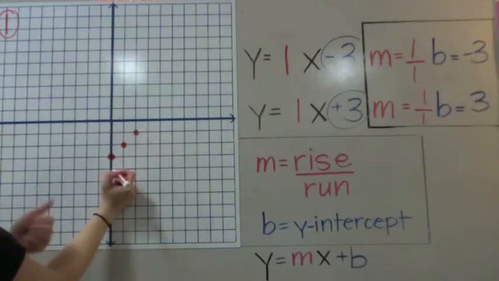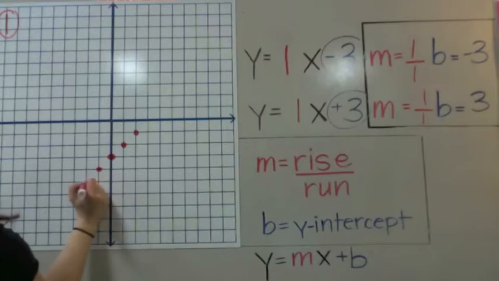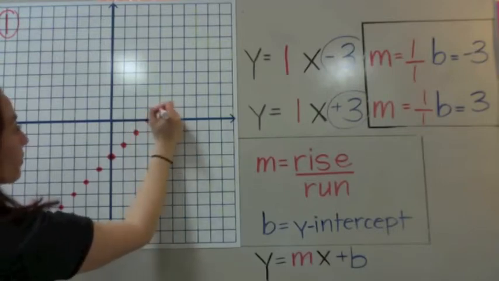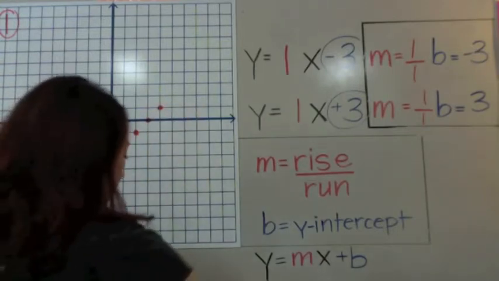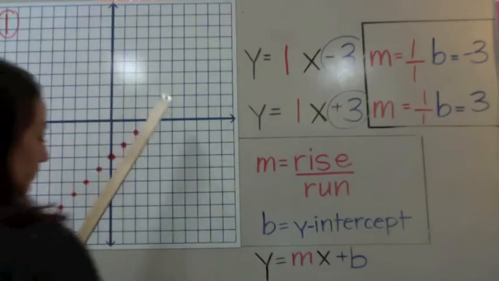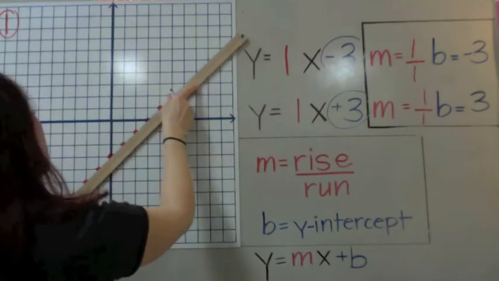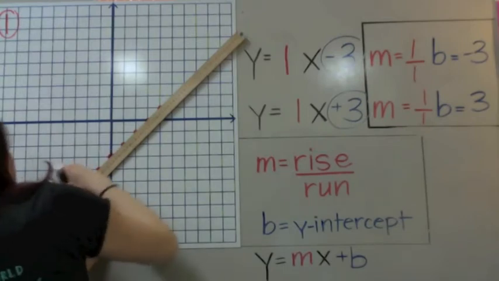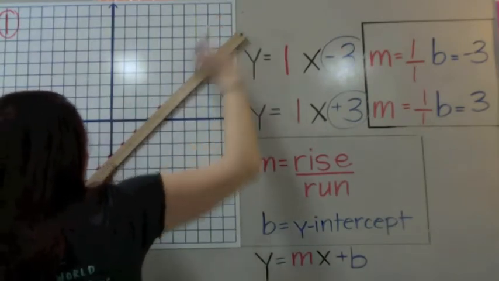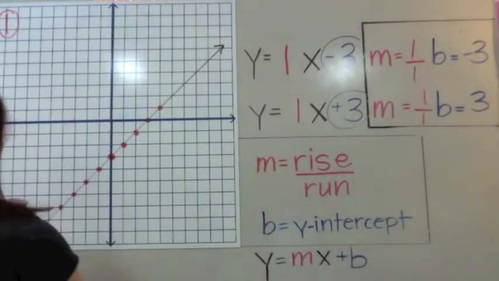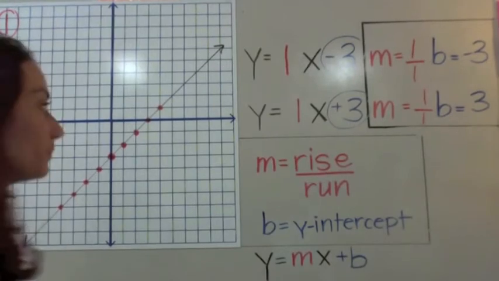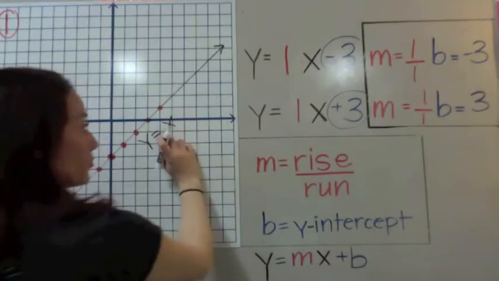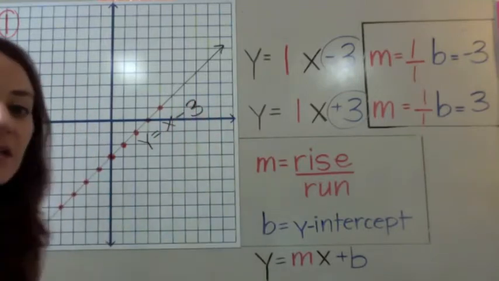Could we also go down 1 and over 1 to the left? Yes, and down 1 and over 1 to the left. So I can keep plotting these points forever, because that's why it's a linear equation. The more points that you plot, the straighter and more accurate your line is going to be. So make sure that you get a ruler and connect the points to make a line. Remember that you want to label your graph y equals x minus 3. You don't have to put the 1 there because it's invisible.